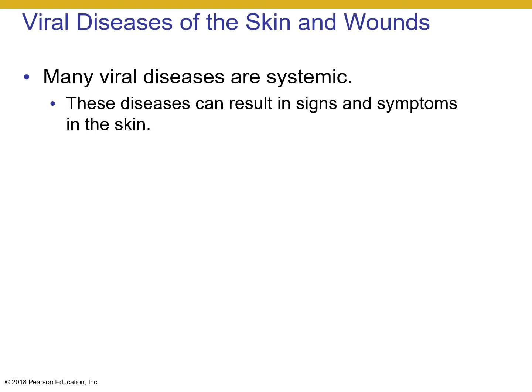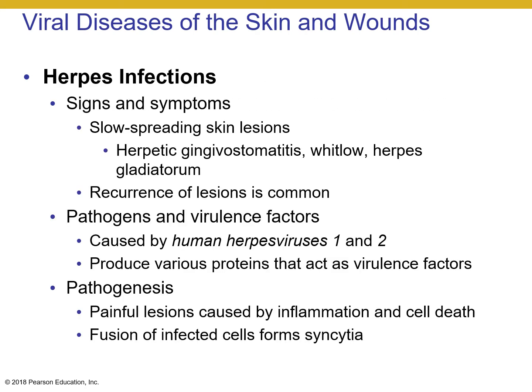So most of the viral diseases are going to be systemic, but we can see signs and symptoms of the viral disease in the skin. So we think about herpes. There's herpes type 1 and type 2. Human herpes virus type 1 and 2. This used to be called herpes simplex, and I may fall back into that habit because that's the way I learned it. But basically, it causes lesions to form on the skin.